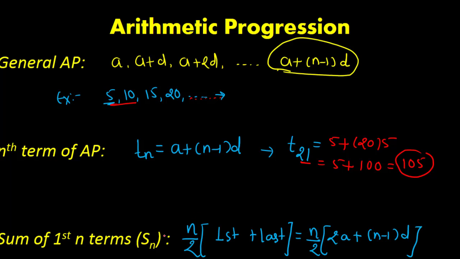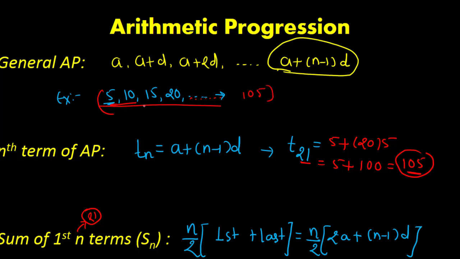So what is the sum of the first 21 terms? Again let's consider the same question. If it is an AP and the 21st term is 105, then what is the sum of all these numbers?